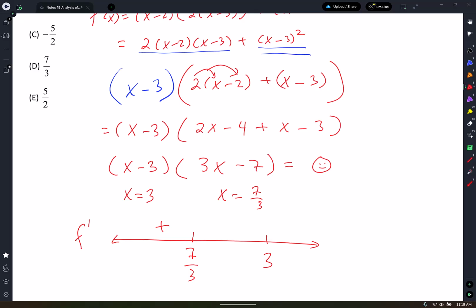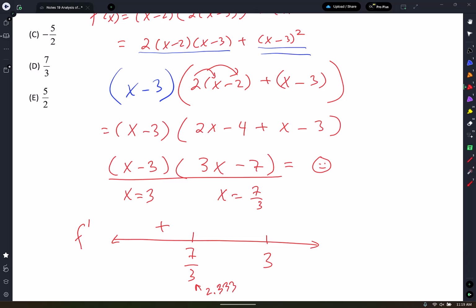All I did, this is f prime. This function is f prime. All I care about is the symbol. Is it positive or negative? Remember, 7 over 3, that's like 2.3333333. Give me a number between 7/3 and 3. 2.5. 2.5 minus 3, positive or negative?